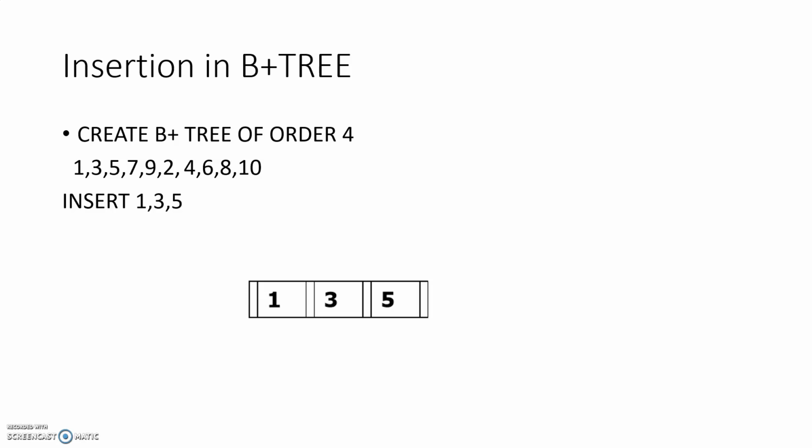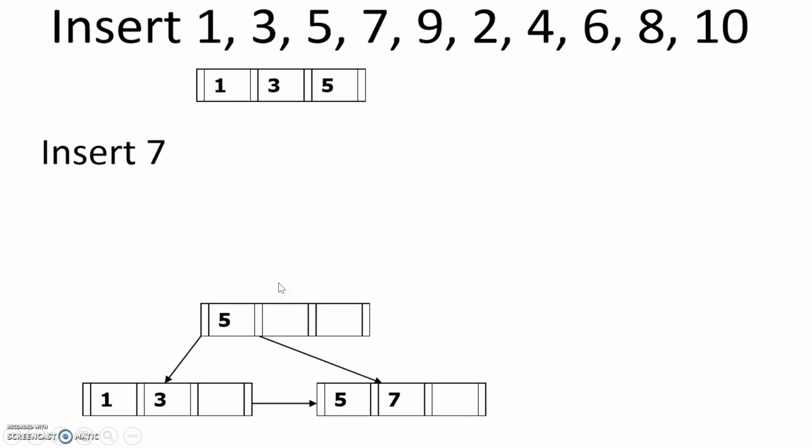So let's see. The maximum number of keys a node can hold is 3, so we have created a node with space for 3. Let us now insert 1. So 1 is inserted here. Then 3 can be inserted as it has space. 5 can also be inserted, because a node can hold a maximum of 3 elements, since we are creating a B plus tree of order 4. So this is the tree.